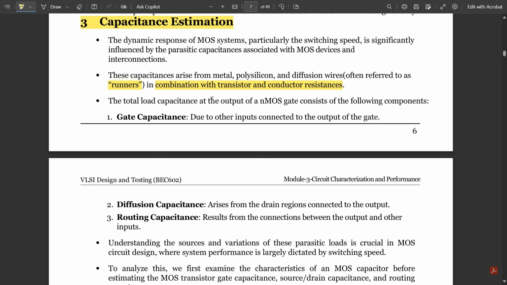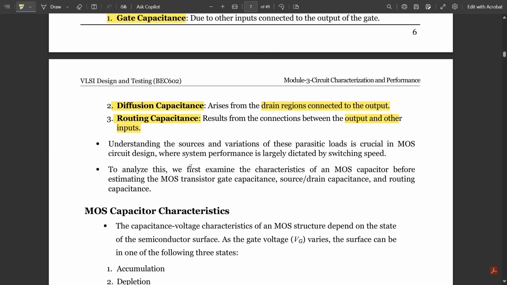The total load capacitance of the output of an NMOS gate consists of the following components. First is gate capacitance, due to the other inputs connected to the output of the gate. Then we have diffusion capacitance, which arises from the drain regions connected to the output. Next is routing capacitance, which results from the connection between the output and the other inputs. When the connections are taking place between the output and other inputs of the circuit, we attach these routing capacitances between them. Understanding the sources and variations of these parasitic loads is crucial in MOS circuit design, where system performance is largely dictated by switching speed.